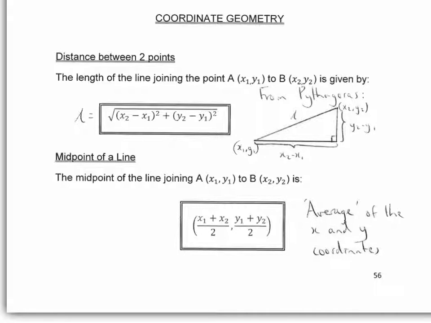Now, you can actually be quite flexible with this. I mean, it doesn't actually matter which way around you take away the x-coordinates or which way around you take away the y-coordinates, because when you square it, positives and negatives don't matter. So make sure the x's are grouped together and the y's are grouped together, but within those brackets you don't need to be too fussy about it.